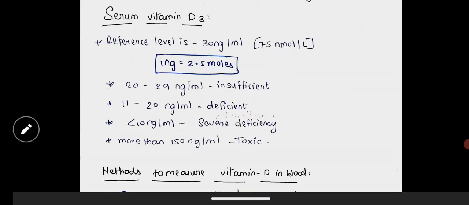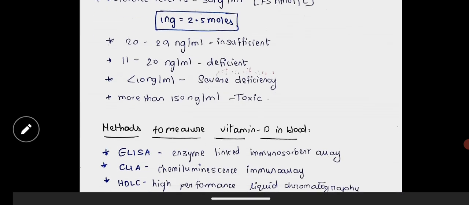So 11 to 20 is deficient. Less than 10, it is severe deficiency of vitamin D. More than 150 nanogram per milliliter, it leads to toxicity. Okay, what? Vitamin D toxicity.